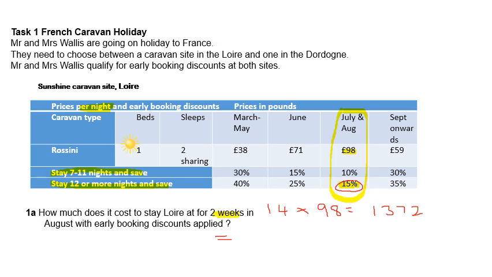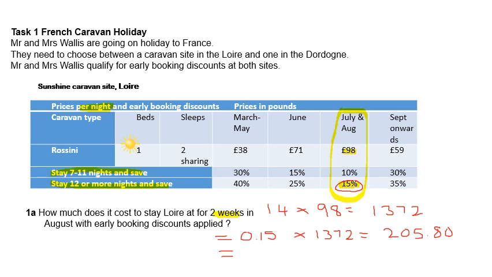Now, depending on what way you were taught percentages, there's loads of different ways of doing percentages. Anybody listening who was taught by myself, the way I taught you to work out the percentage of an amount was to turn the percentage into a decimal. So turn 15% to 0.15 and times by the amount. Of course, using our calculator at all times. And if you do that, you get the answer £205.80. So therefore the discount is £205.80.